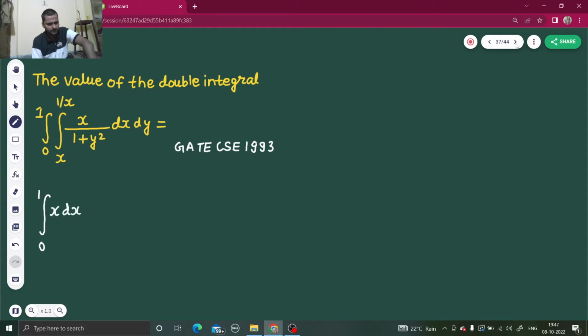Okay, and this is from x to 1 upon x, 1 upon 1 plus y square. If x would have been there, you would have treated that as constant. Constant ke tarah treat karte usko, phir bhi koi dikkat nahi hota. Yahan pe dy ho jayega.